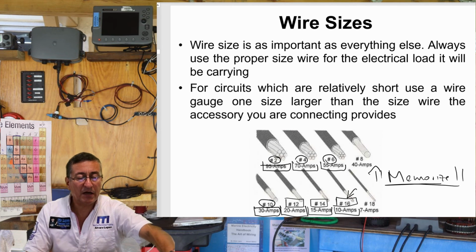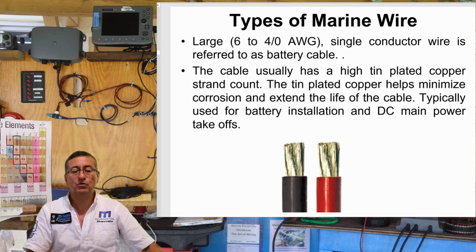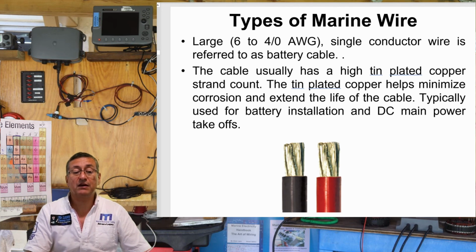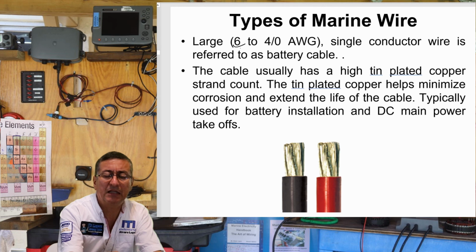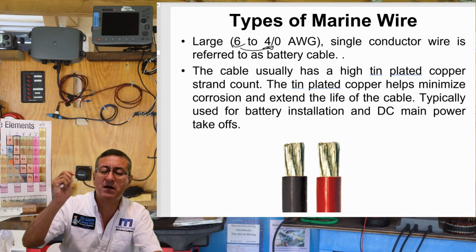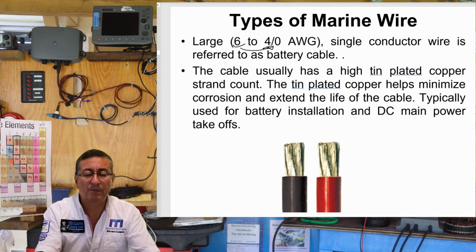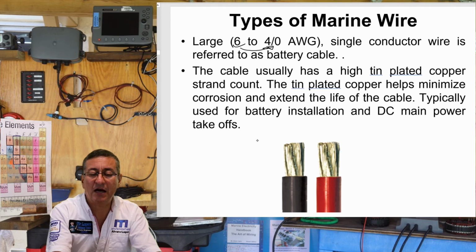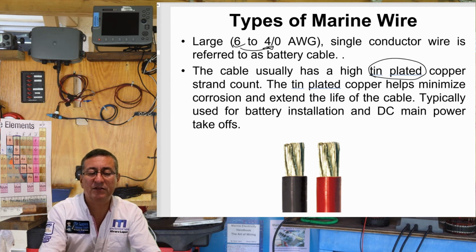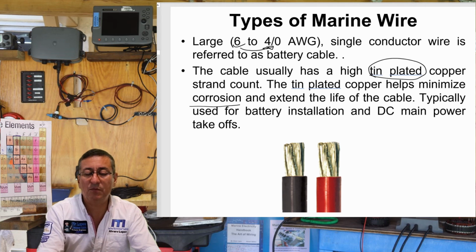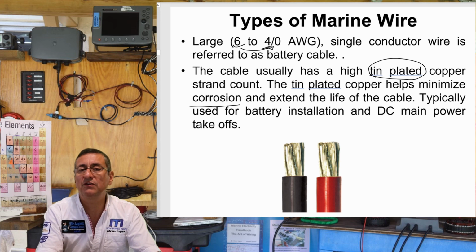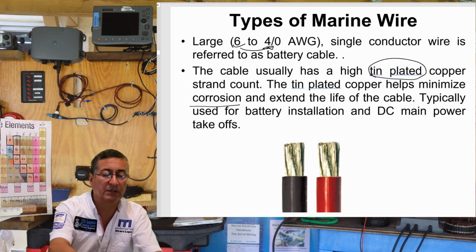I hope that you remember, try to keep in mind those cables. I explained to you that for battery cables, the cables go between number 6 until 4 zeros. 4 zeros is the biggest battery cable, for mega yachts and super yachts. The cable usually has high tinned copper strands. The tinned copper helps to minimize the corrosion and extend the life of the cable. Typically, those cables are used in installation of DC batteries and DC main power.